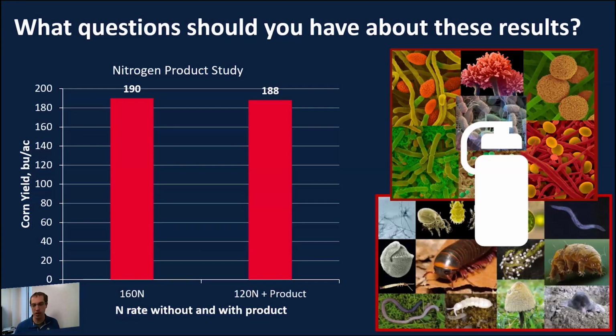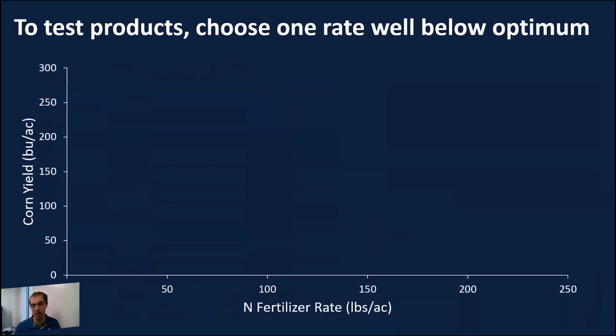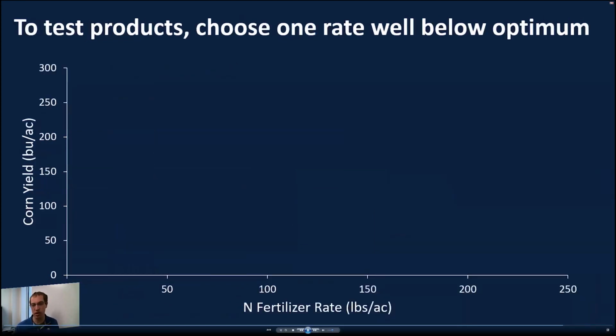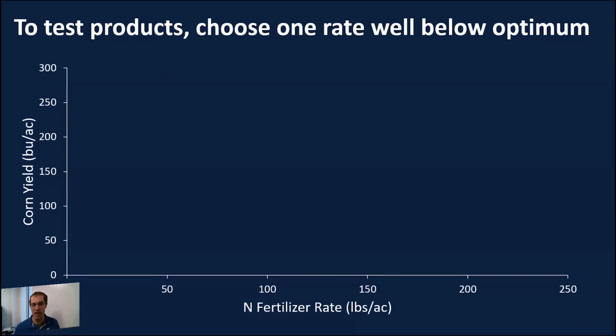But before we get into specific questions, I want to go over one concept, and that's corn's response to nitrogen rate. On this graph, we have our corn yield on the y-axis and our fertilizer nitrogen rate on the x-axis, and this is what we typically see when we do yield against increasing nitrogen rates. Yield increases at first with more nitrogen, and then we slowly optimize where we're no longer getting an increase in yield.